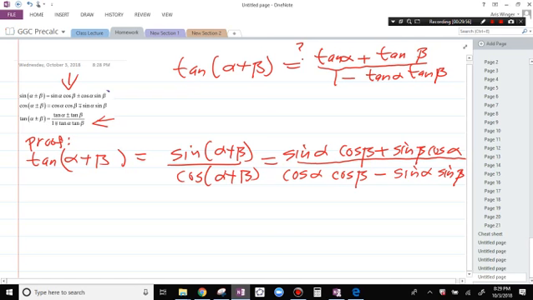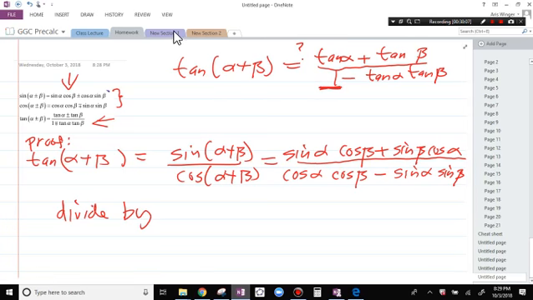Those come right from the identities, and then we'll divide the numerator and denominator as you might expect. Because this is a 1, you're going to divide the numerator and denominator by this.